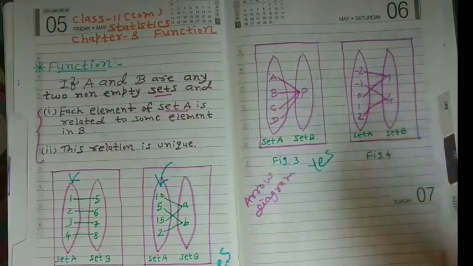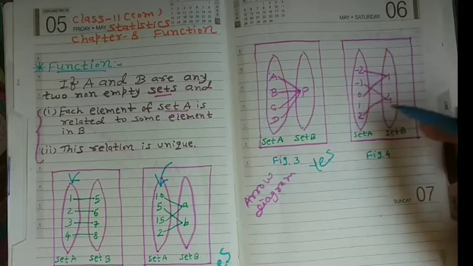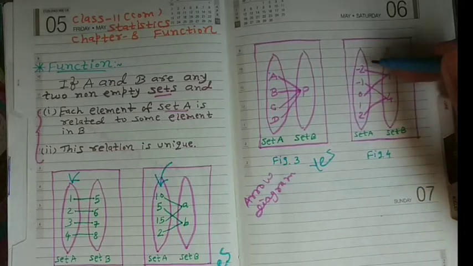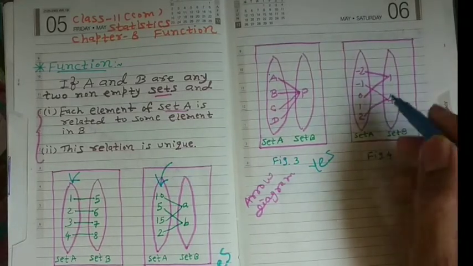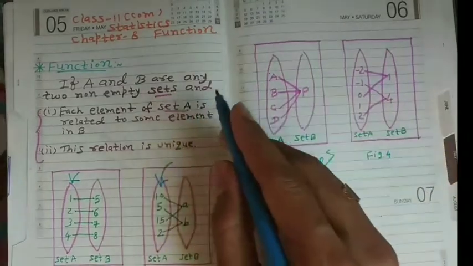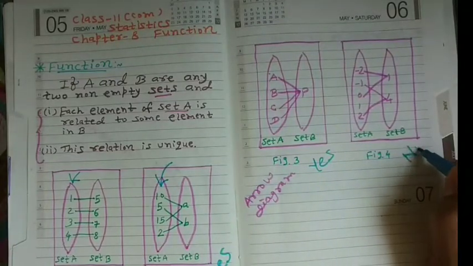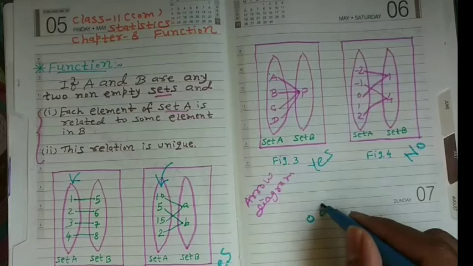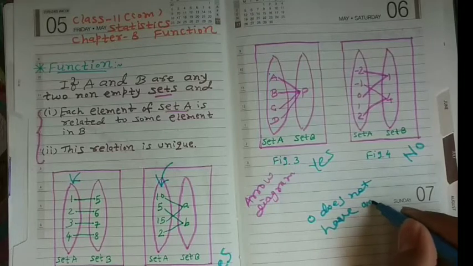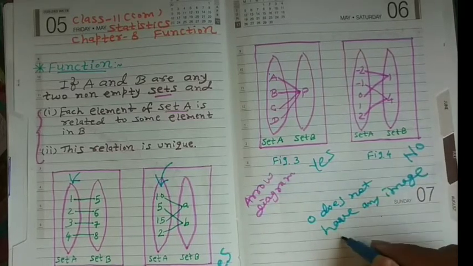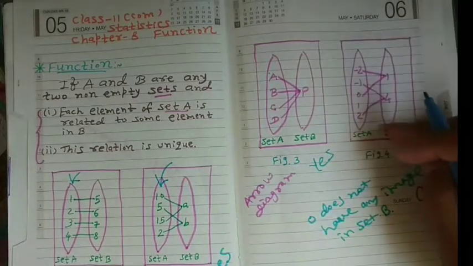Yes. Now see, what about the fourth one? Here in set A, 5 elements: minus 2, minus 1, 0, 1, and 2. And in set B, 2 elements, 1 and 4. So minus 2 to 1, minus 1 to 4, 0 to 1. But 1 has no image. So what is the condition? At least one image must be present. Otherwise, it is not a function. So our answer is no, because one element does not have any image in set B. It means this one is not a function.